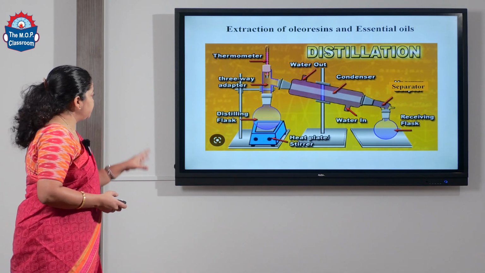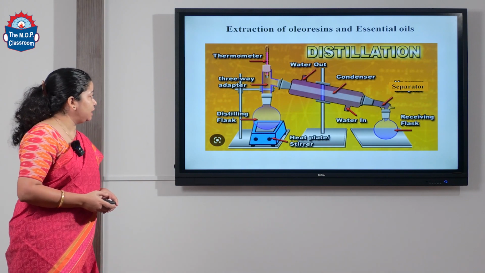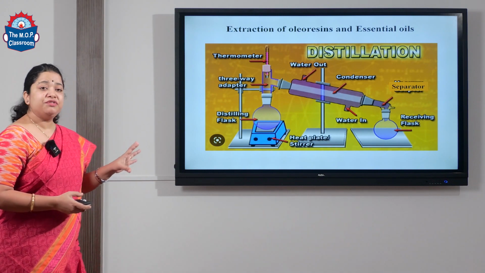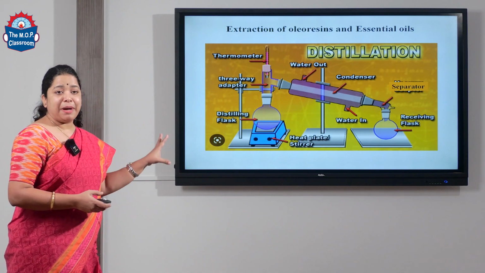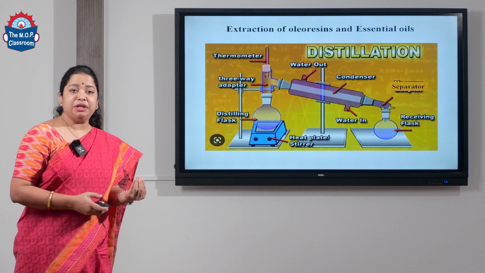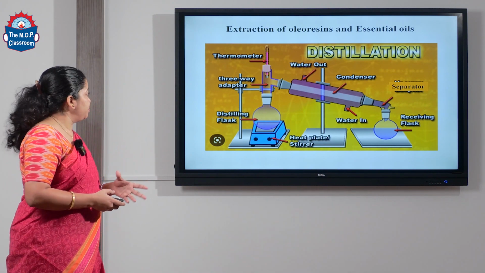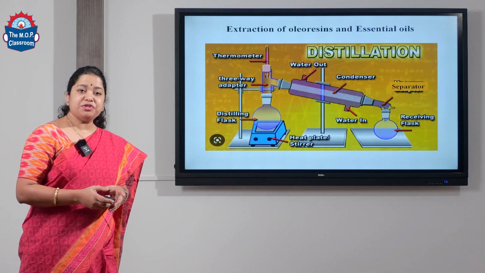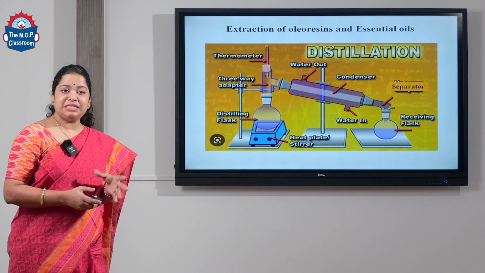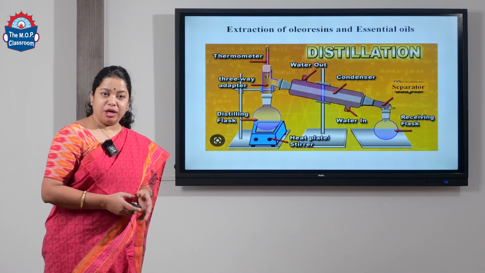Now, the picture which you see on your screen is that of a distillation apparatus, which we actually use for distillation, and this is called a still. So this is the apparatus, or the underlying principle, which helps in the manufacturing of oleoresins. Now, distillation is the process by which we separate out two immiscible compounds, or different compounds which are in the gaseous state. They are converted into the liquid state, and we get the essential oils from them.